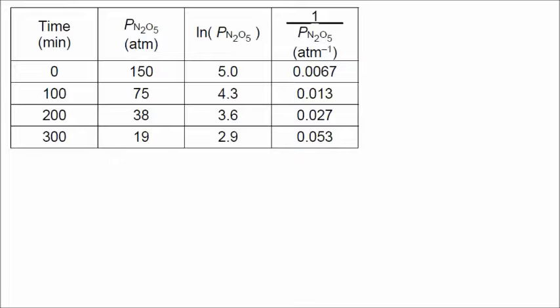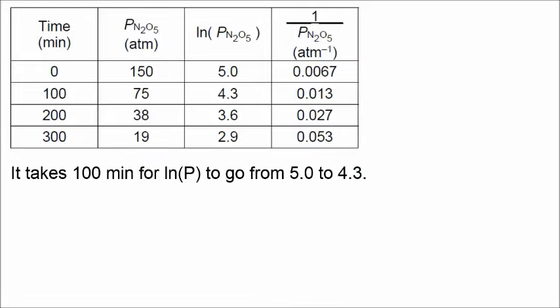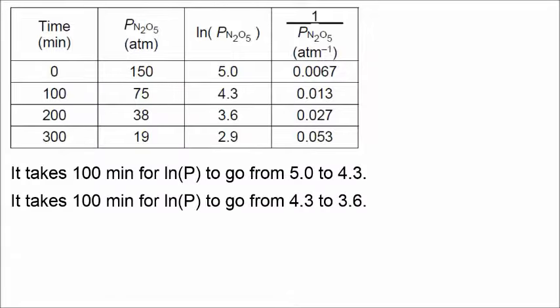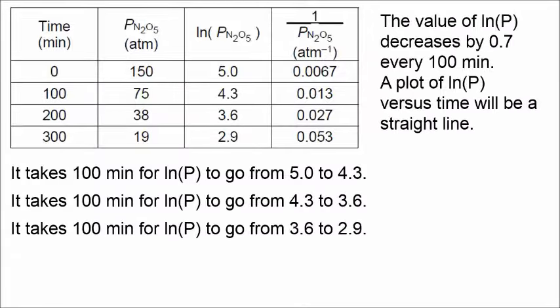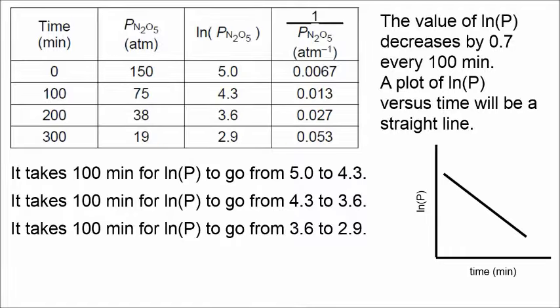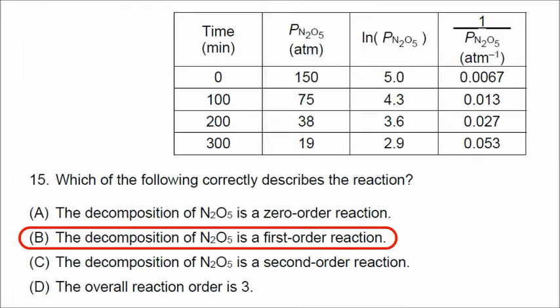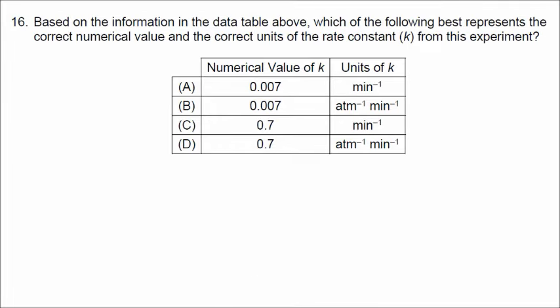Another way you could prove that it's first order is to focus on the natural log part of this table. It takes 100 minutes to go from 5 to 4.3. That's a difference of 0.7. And then another difference of 0.7 and 0.7. So every 100 minutes, the value of natural log of pressure decreases by 0.7. So the plot of natural log of pressure versus time is going to be a straight line. So we're definitely convinced that it's a first order reaction. Now for number 16, they want to know what the rate constant is.